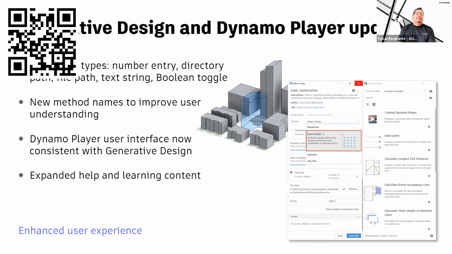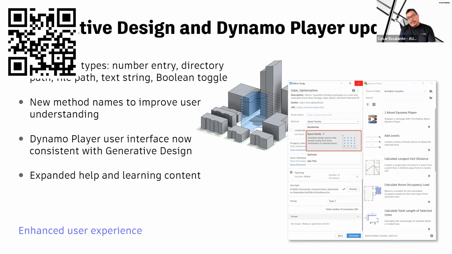The Define Study dialog also provides new descriptions for thumbnails to help you choose the proper method for your study. The cross-product method has been renamed Space Evenly to better represent how input data is combined with every parameter in the study. And the Dynamo Player user interface has been made consistent with the generative design user interface, making the use of both tools more intuitive and more consistent.